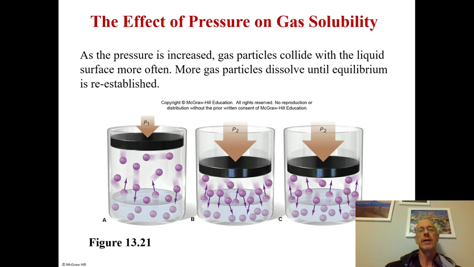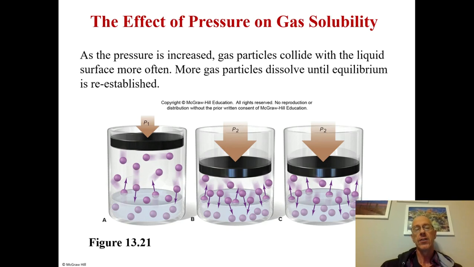The next factor we're going to look at is the effect of pressure on gas solubility. We saw in the last video that nitrogen is soluble in water. And it's not highly soluble, but it does dissolve. But if we increase the pressure of the nitrogen above the water, you can push more nitrogen molecules into the water. So we find that as the pressure increases, the gas particles will collide more with the surface, and the gas will dissolve more into the solution, so the solution concentration will increase.